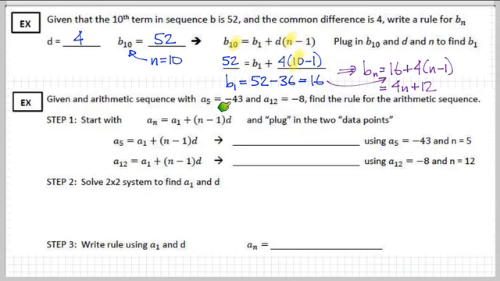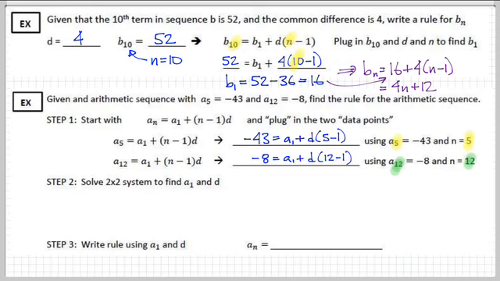The fifth term is negative 43. The 12th term is negative 8. So in that case, if the fifth term is negative 43, that means for n equal to 5, a5 is negative 43, and we can write that as an equation here. Negative 43 is equal to a1 plus my common difference times 5 minus 1.